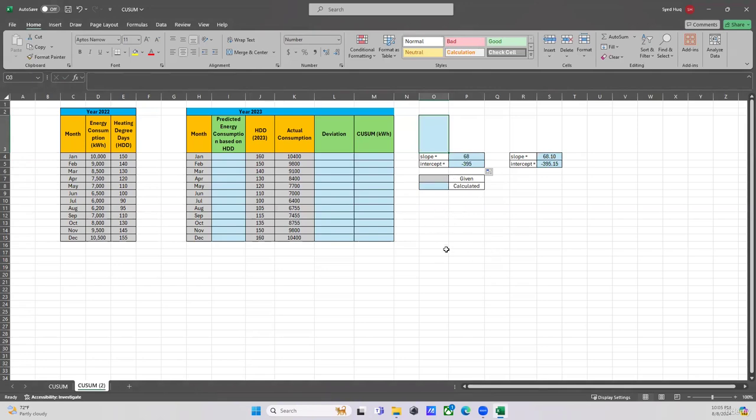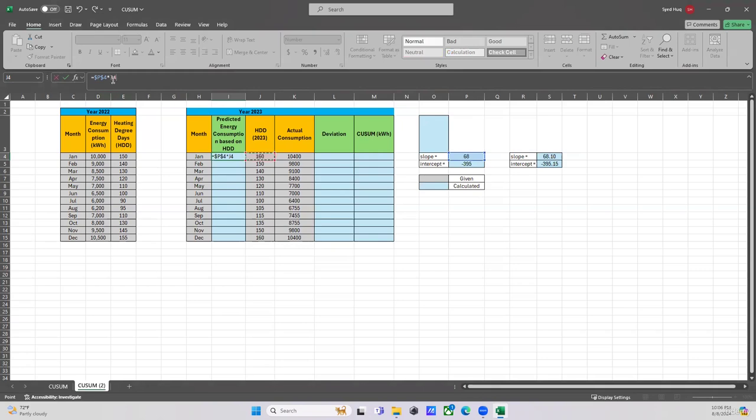So I'm not going to repeat it, but let's predict the energy consumption using the equation equal to mx plus b. M is the slope, this one, but absolute reference it by pressing F4 because we are going to drag the cell for the rest of the month. So we don't want it to change. Times the heating degree day for year 2023 is 160. That is going to change, so I'm not going to absolute reference it.